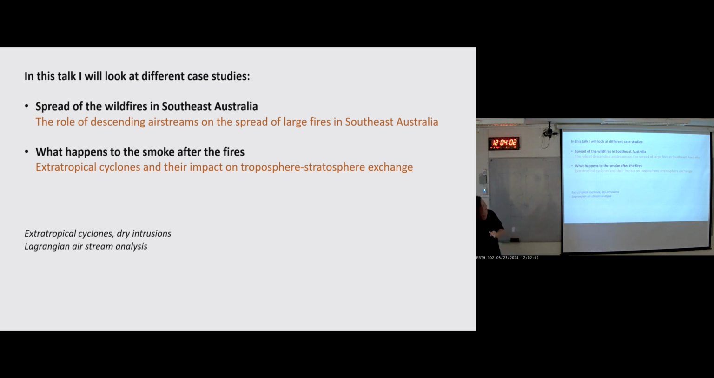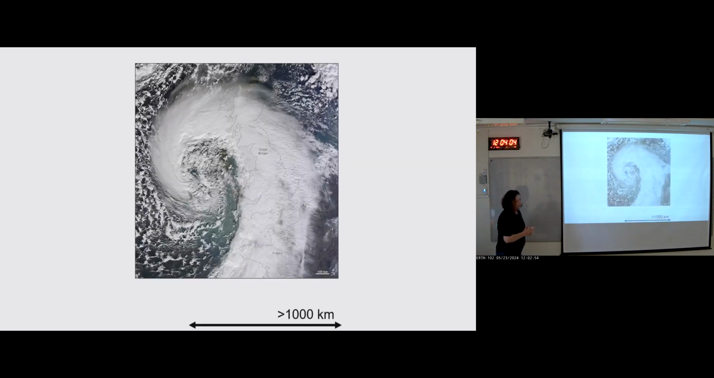I'll just start. So this is an extratropical cyclone. This is a very classic image. This is Great Britain there in the middle, in the Atlantic. It has this comma shape, and it has this very classical two-dimensional shape, and you can see the cloud formation around it.